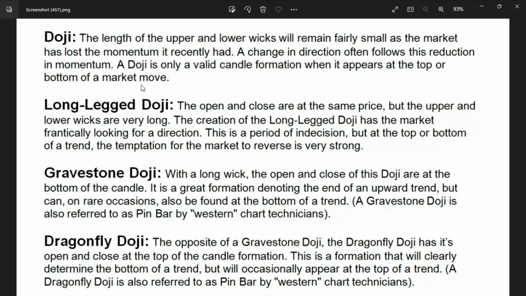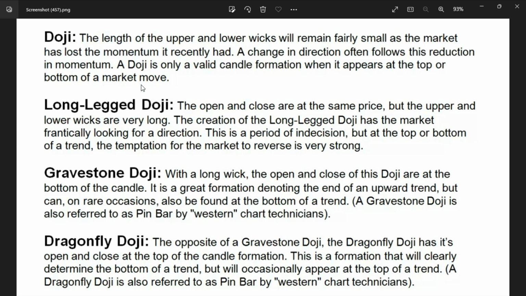When you see such a candle in the market, you call it indecision because you don't know the direction the market will move. You don't know if it's going to be bearish or bullish. So when you see such a long-legged doji candle, it's indecision. But at the top or bottom of the trend, the temptation for markets to reverse is very strong, as I've just said before. The third one we have is the gravestone doji.